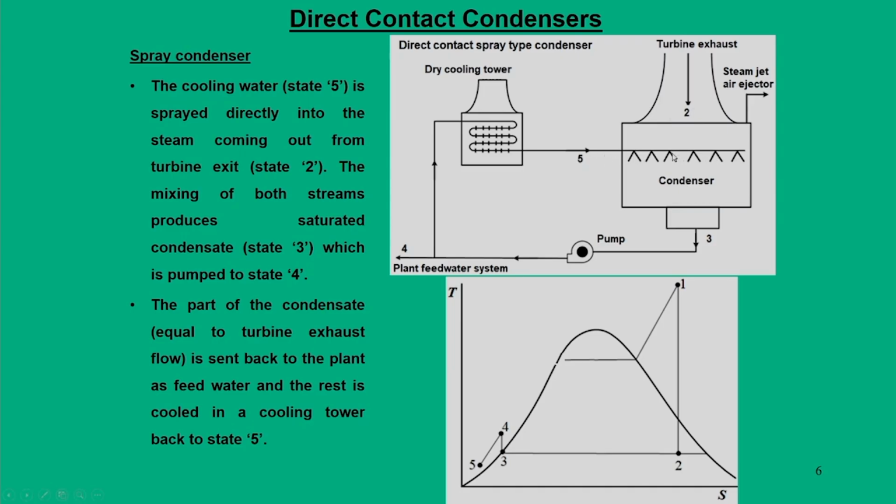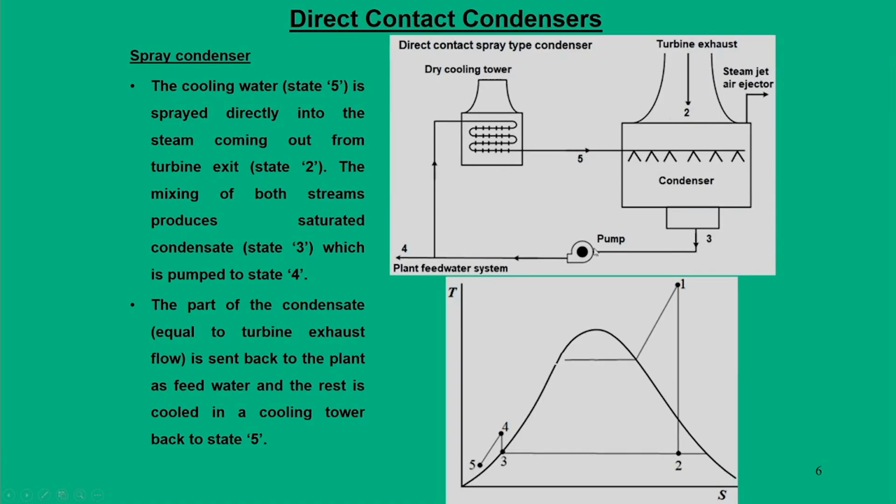Now, during its supply, water is sprayed inside the condenser from the top, and at the same time we also allow the turbine exhaust to pass through this medium. Through this process, the mixing of steam and water takes place, and most of the steam releases its heat to this water. The resultant part is collected as state 3, called condensate, and then it is fed to the feed pump.